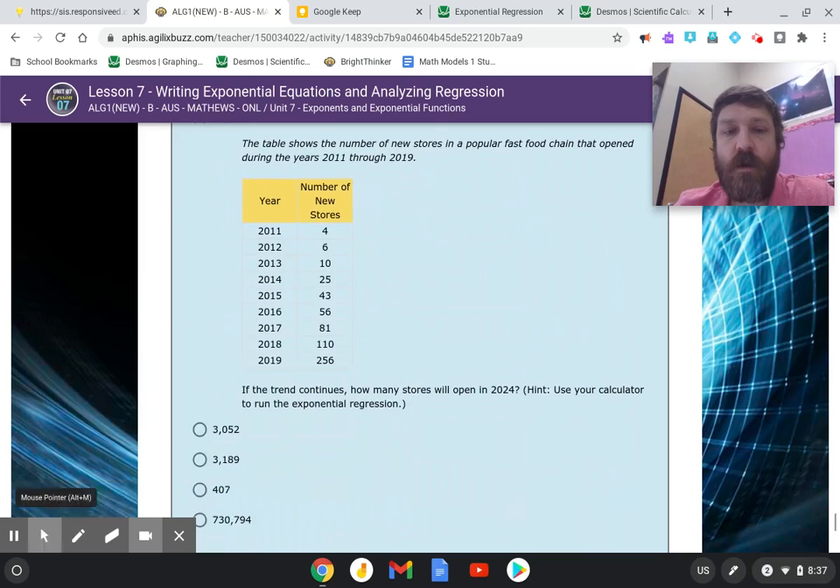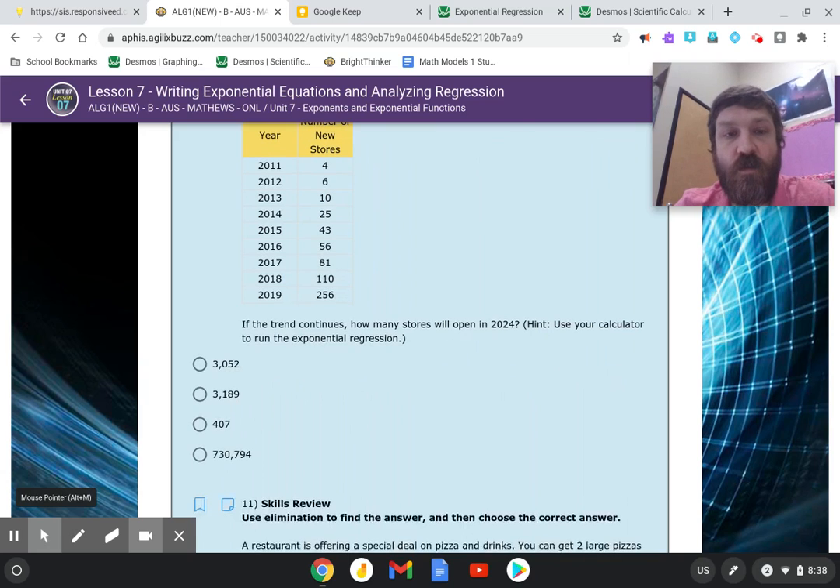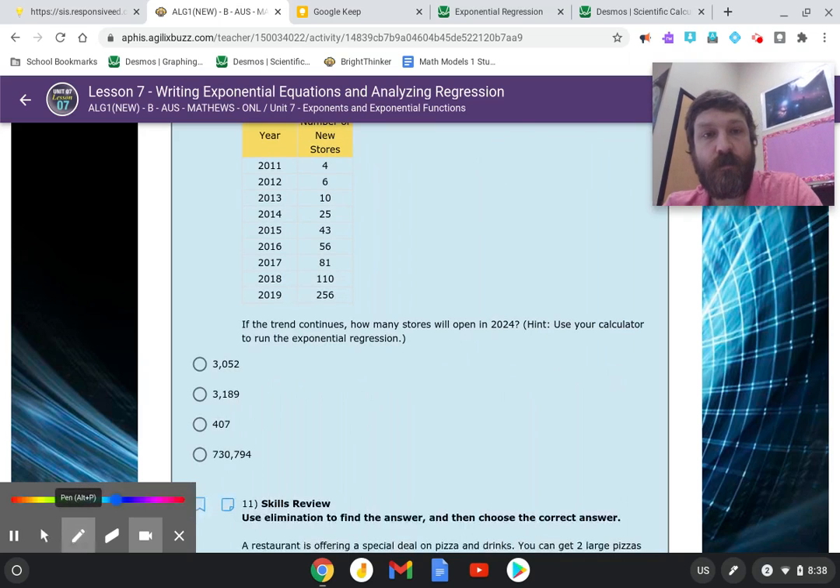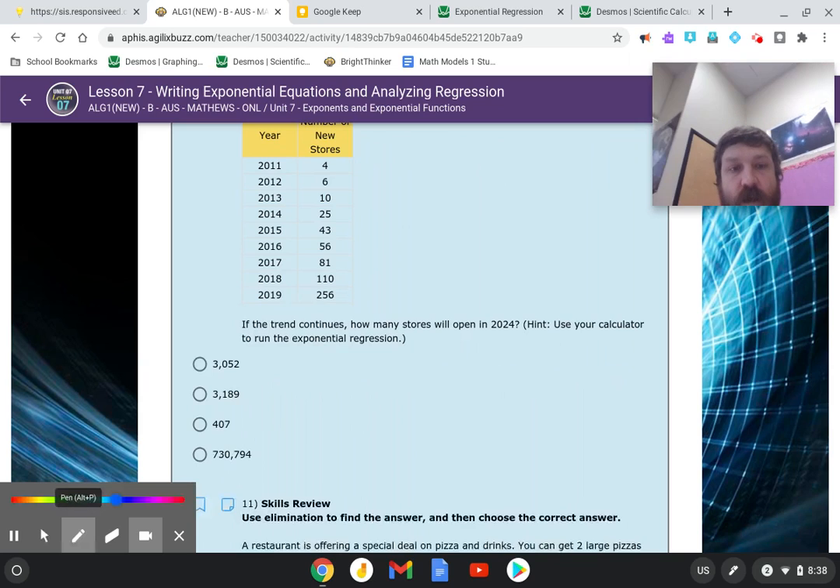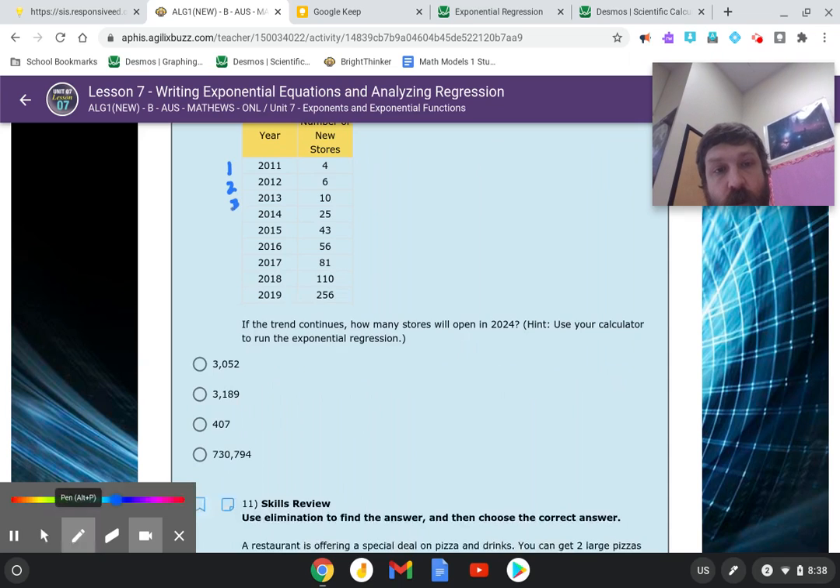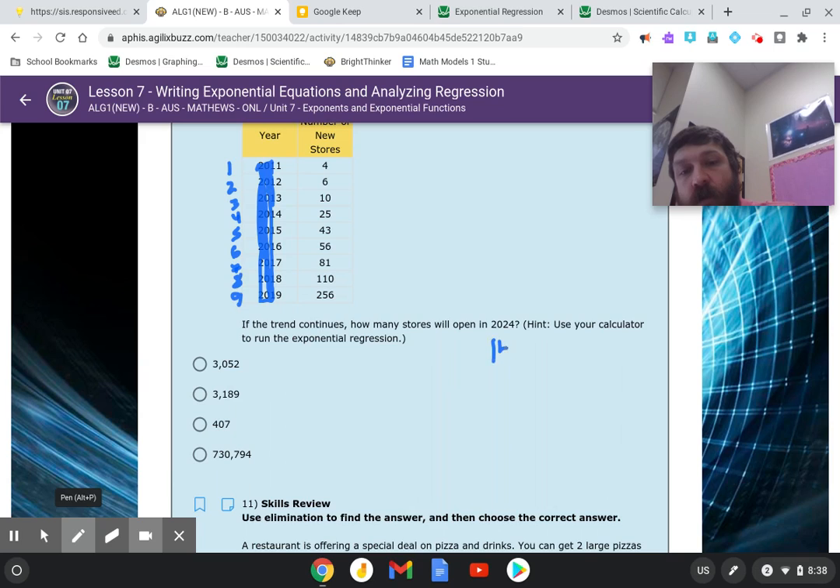Number 10, you need to create an equation, and then you need to do 2024. Just as a reminder, instead of 2000, just use the first number, the last digit: 1, 2, 3, 4, 5, 6, 7, 8, 9. So then 2024 would be 14.